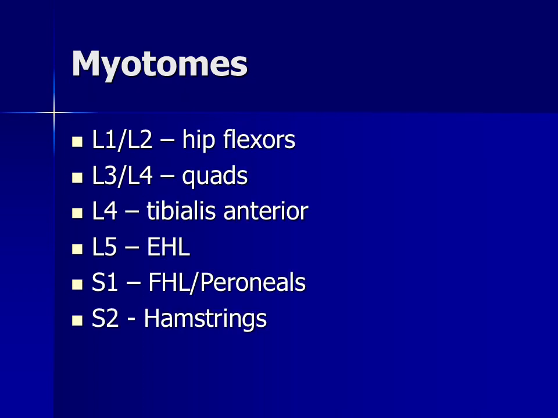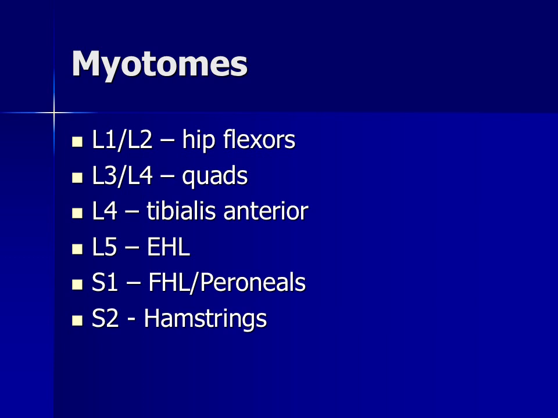Myotomes are another aspect of our neurologic examination that you must know. They're very important. So as you see listed, L1, L2 involve the hip flexors. Therefore, all you would simply do to test this myotome, or the strength in this area, is to flex the hip and do that against resistance. L3, 4 involves the quadriceps. This is done with just simply straightening the knee against resistance.